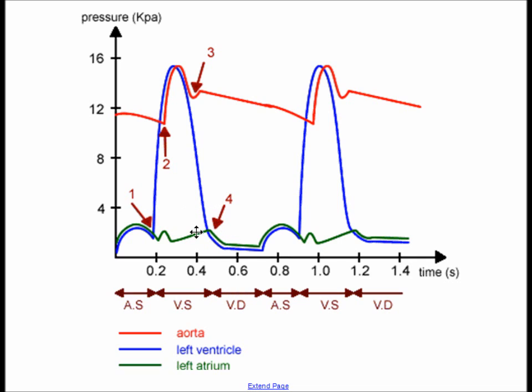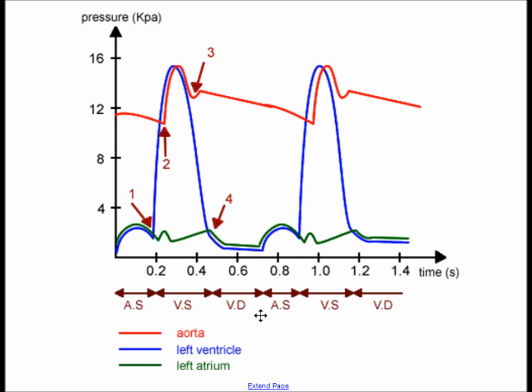So at point 4 here, the pressure in the atrium is greater than the pressure in the ventricle, and that is going to mean that the atrioventricular valve opens and blood is able to move from the atrium into the ventricle. And so all along here, that is what is happening until we get to this point here, which is the same as point 1, where the amount of blood in the ventricle is now so great that the pressure of the ventricle exceeds the pressure of the atrium, the atrioventricular valve closes, and the cycle starts over again.